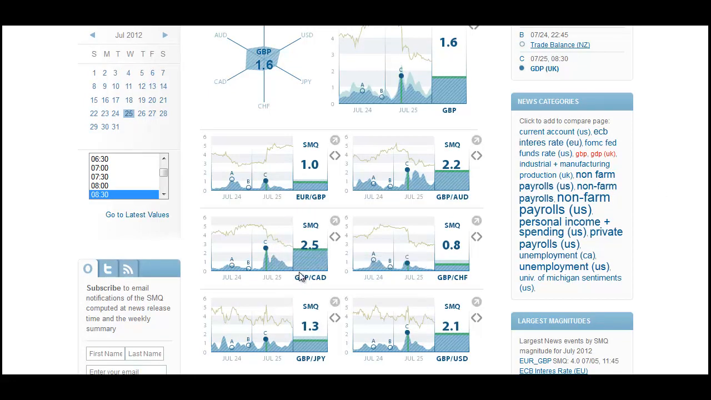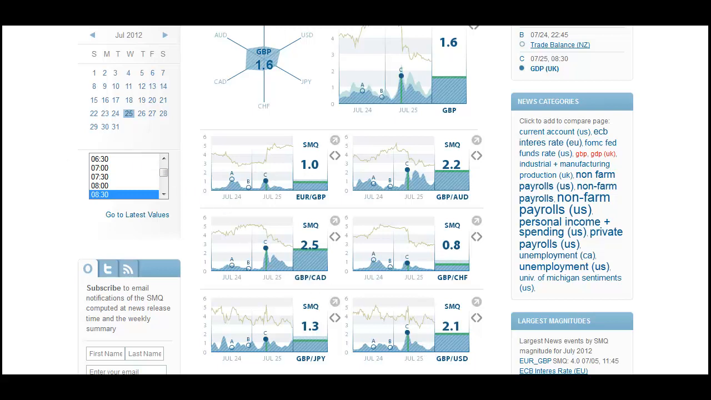I found that relative to the initial currency, the movement of the pound CAD that took place in July 25th, 2012, was 2.5 as compared to the pound franc at 0.8, as compared to the pound Aussie at 2.2, as compared to the pound USD at 2.1. Looking at this, the chances of grabbing a spike or a major movement on the pound franc is somewhat limited as compared to the pound CAD or the pound dollar.